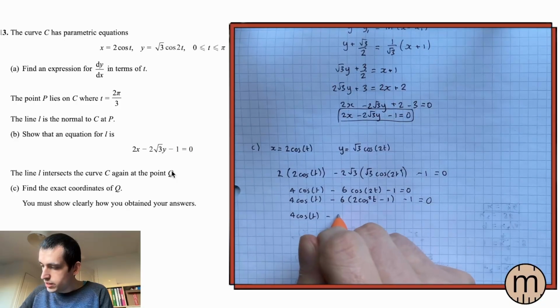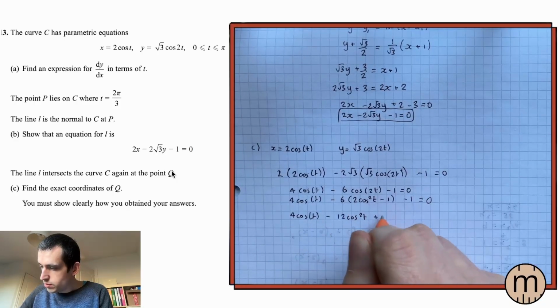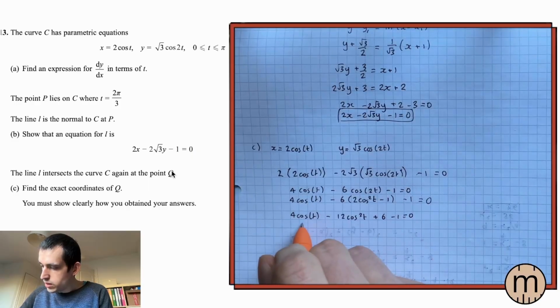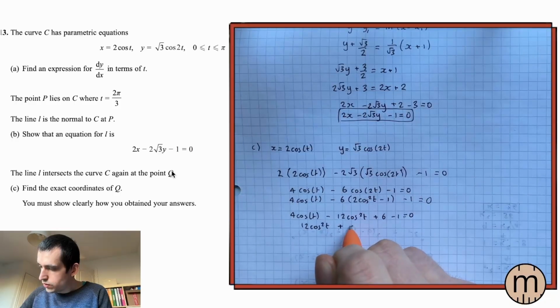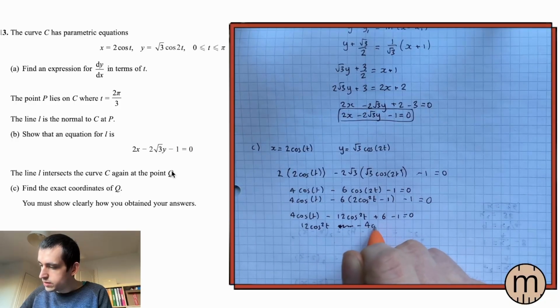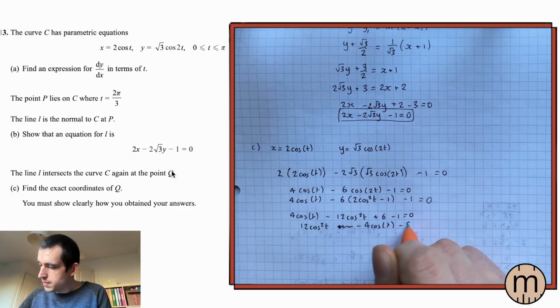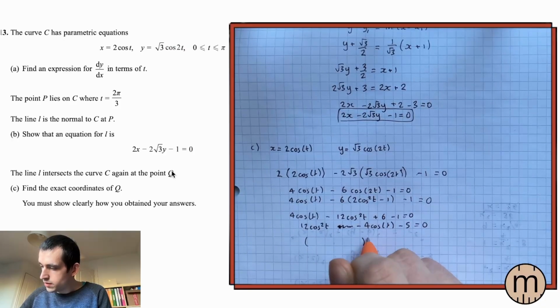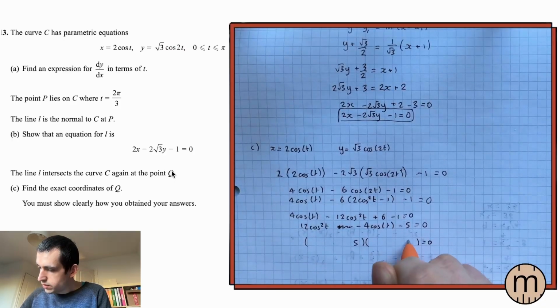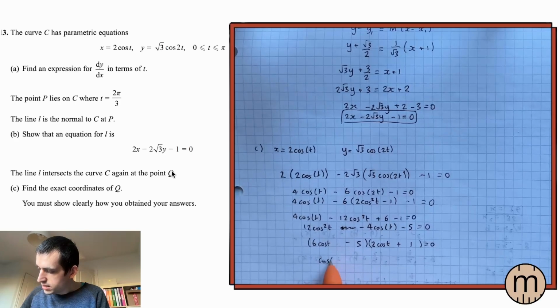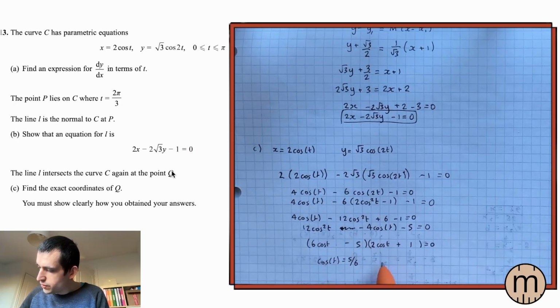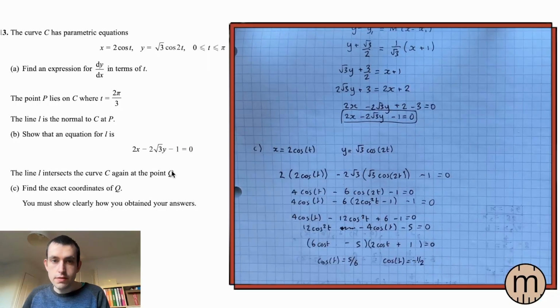So to continue, expand these brackets. Let's see what we get. I'm going to get 12 cos squared t minus 4 cos t minus 5 is equal to 0, which we're then going to put into brackets, which are the 5 and a 1. I spent far too long factorising that. So cos t will be 5 over 6, and cos t will be minus a half.